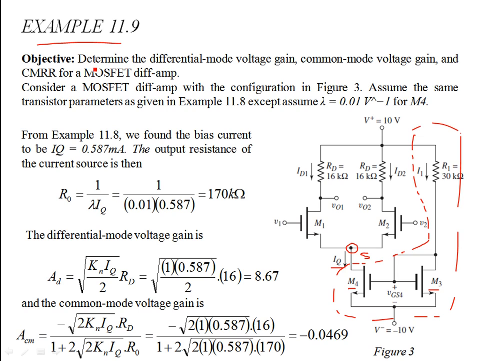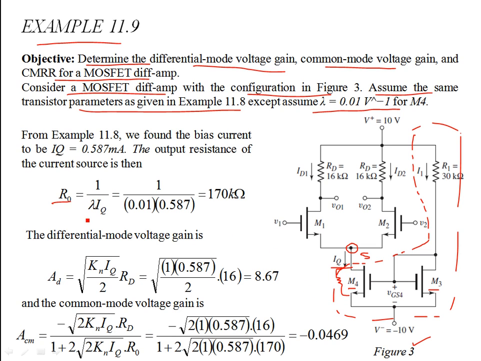The objective of this problem is to determine the differential mode voltage gain, common mode voltage gain, and the CMRR of the MOSFET differential amplifier. Consider a MOSFET differential amplifier with the configuration in figure 3. We have considered this before in the previous video. Assume the same transistor parameters as given in example 11.8, except that lambda, the channel length modulation parameter, is not 0, it's 0.01 for M4. That means M4 is going to have an output resistance R0 given by 1 over lambda IQ, so that is 170 kilo-ohms. So we have a finite resistance for the current source.